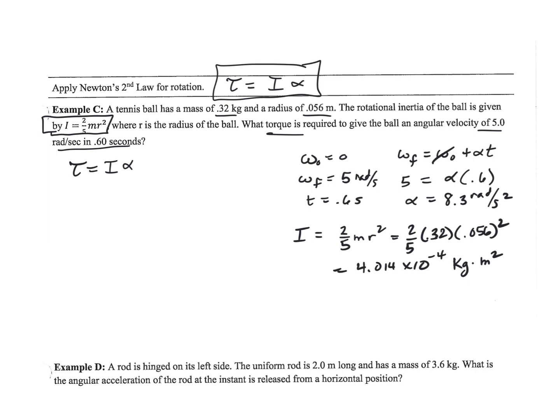So let's plug all this in. To find the torque, we're going to take our 4.014 times 10 to the negative fourth, multiply that by 8.3, and we get 0.0033, and torque, of course, is Newton meters.